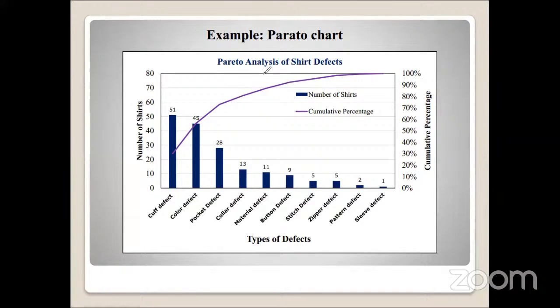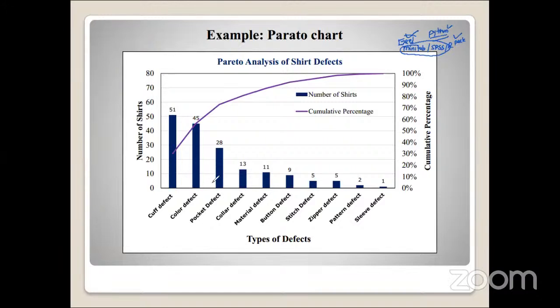This Pareto chart can be drawn in different software: you can use Excel, Minitab, SPSS, or the R package. R is free. You can use Python, which is also free. Excel is always available in our laptops, while Minitab and SPSS are paid software. But you can draw a Pareto chart; this is a very important chart which leads us to focus on which types of defect you should focus.